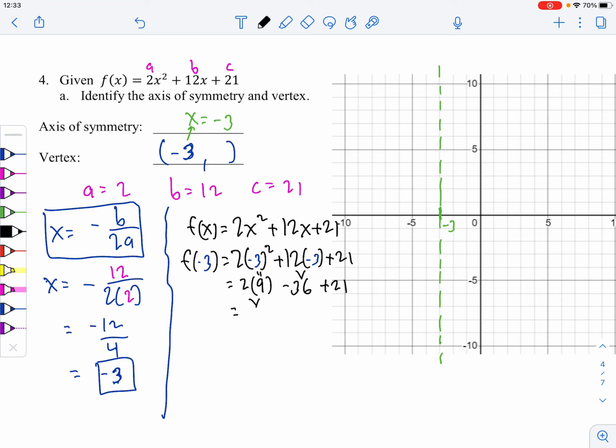Then we do multiply. 2 times 9, 18. Bring everything down. Go left to right. 18 minus 36, negative 18. Bring down the plus 21. When we add that, we get positive 3. So the y value of the vertex is positive 3. So negative 3, 3 is our vertex right there.